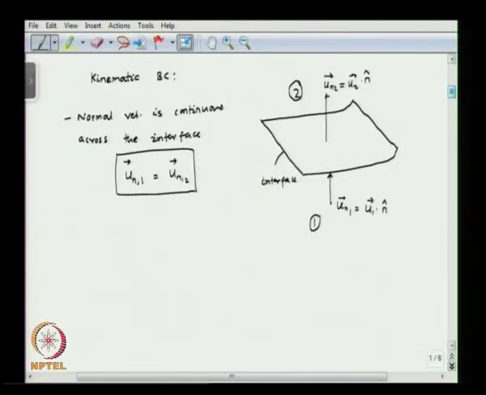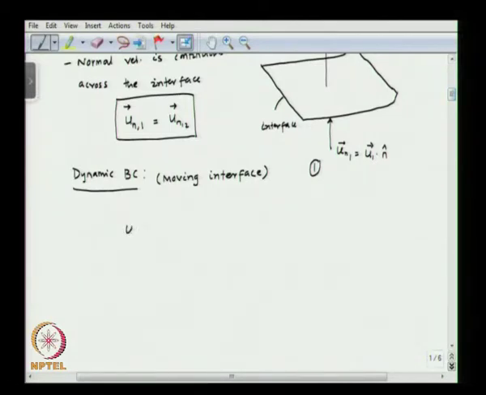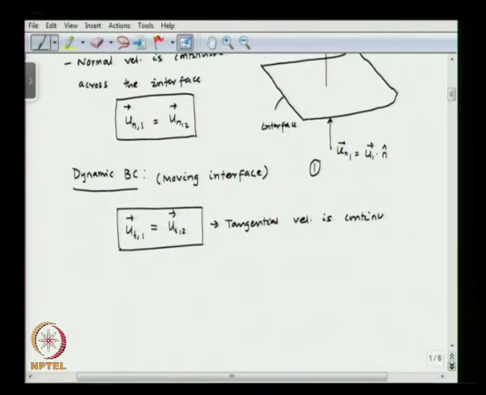Then we talk about the dynamic boundary condition, which is important when the two fluids are moving. So it is a moving interface. In that case we will say that the tangential component of the velocities ut1 will be equal to ut2, right. So the tangential velocity is continuous across the interface.